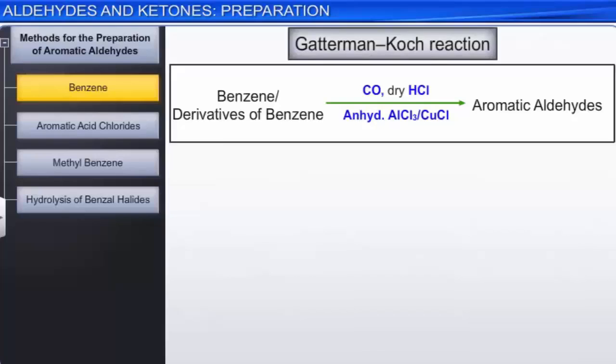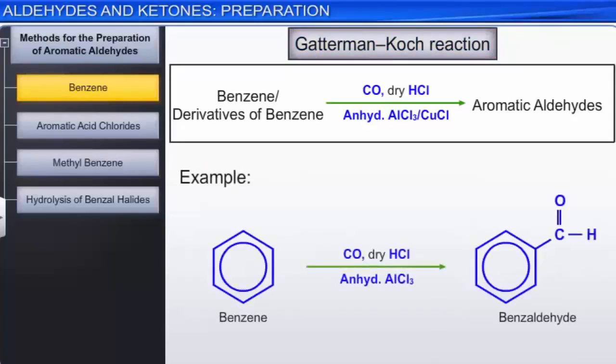This reaction is known as the Gattermann-Koch reaction. For example, benzaldehyde can be prepared by treating benzene with a mixture of carbon monoxide and dry HCl gas in the presence of anhydrous AlCl3.